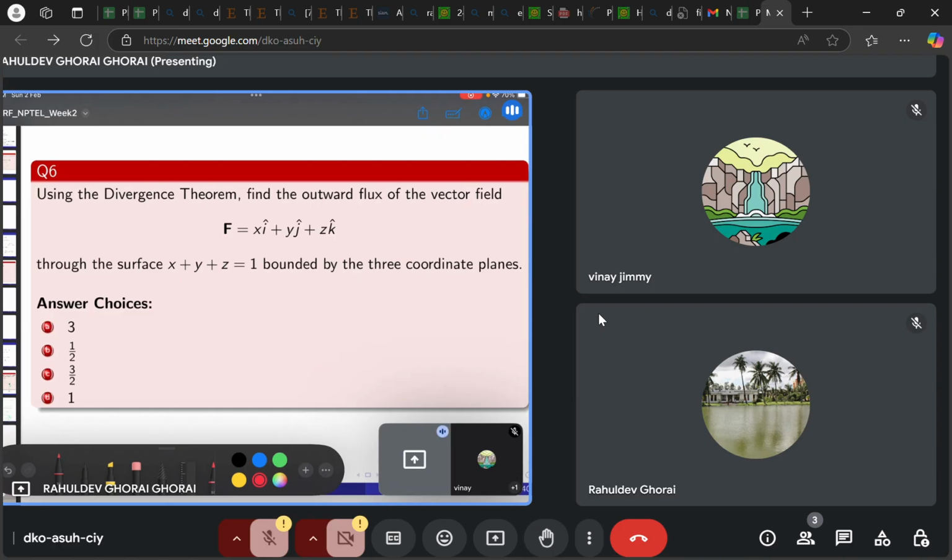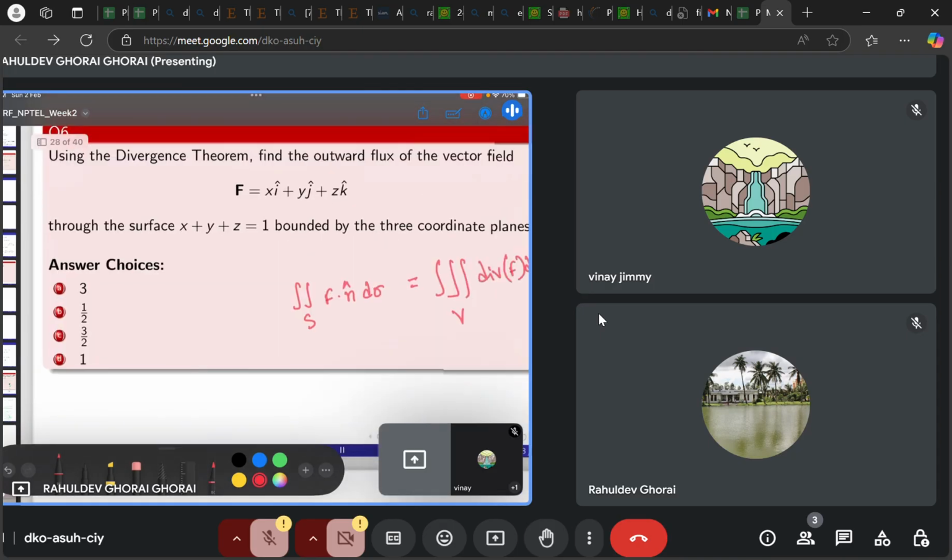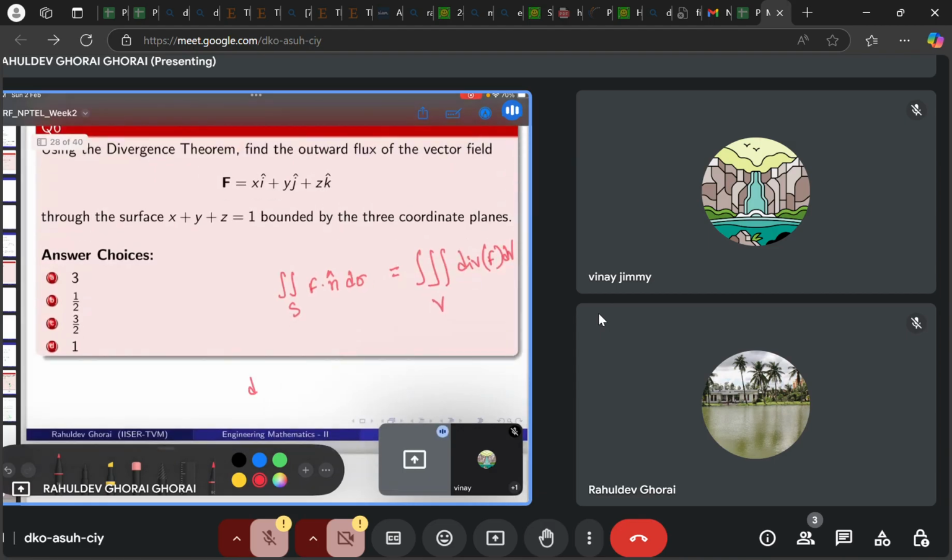So the flux, again you can write as this flux. What is the flux? F dot n d sigma can be written, using the divergence theorem, over that volume, whatever surface you have, as the volume integral of the divergence of F dV. Okay. So what is the divergence of F first of all?